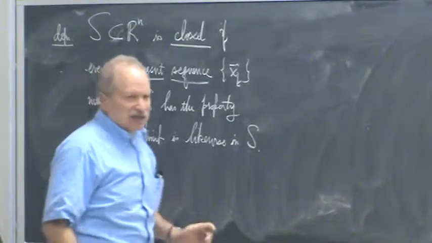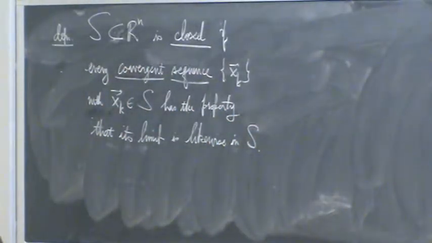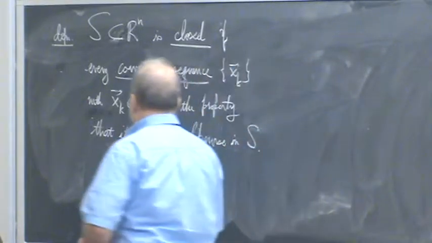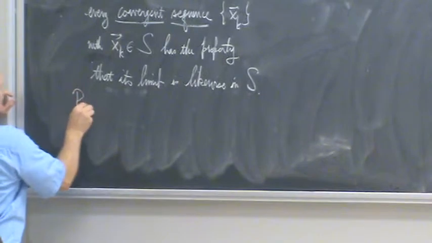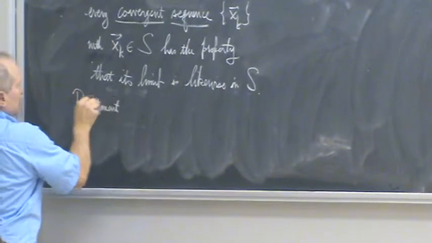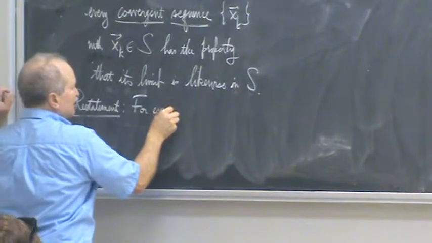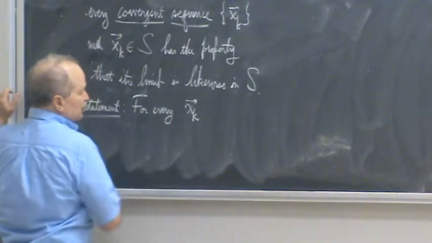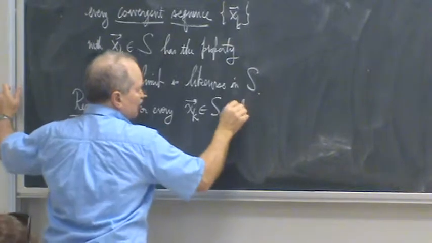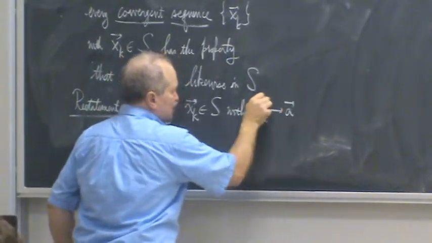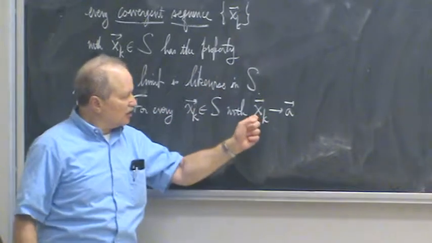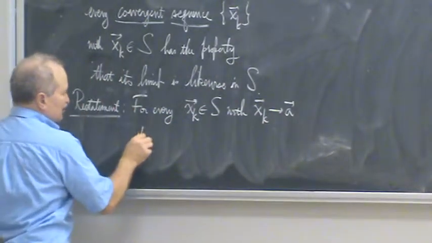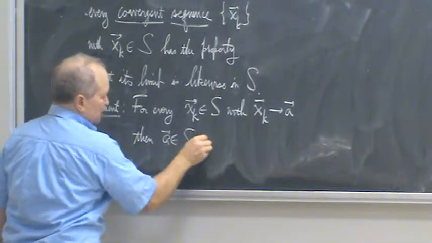So that is perhaps a little on the verbose side. Can anybody suggest a better way to write that? For every sequence within S that converges to A, A is within S. Yeah. So perhaps you'd rather restate it. I like its version. If for every convergent sequence with limit A, so suppose you have a convergent sequence and its limit is called A, A belongs to S as well.